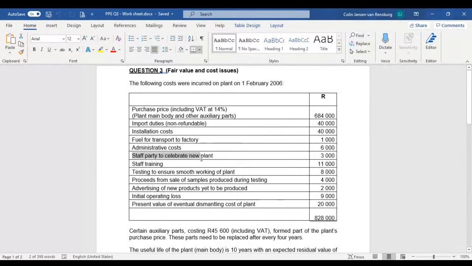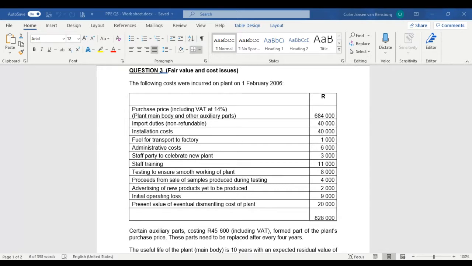Let's go and have a look at the next one. So they're very happy that they acquired this new plant, so they have a big staff party to celebrate the new plant. The question again is, should this be capitalized as part of the cost of the asset, or should it be written off as an expense? So we're going to ask those same questions for ourselves. Firstly, is it a necessary cost? Can you do without it? You can do without it, so you're all correct. You say no, you are all correct. It's not a necessary cost. You can actually do without that staff party. The staff party is a nice to have. It is a luxury, but it's not a necessity.